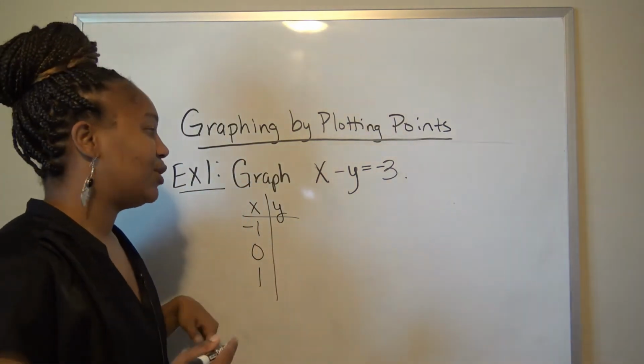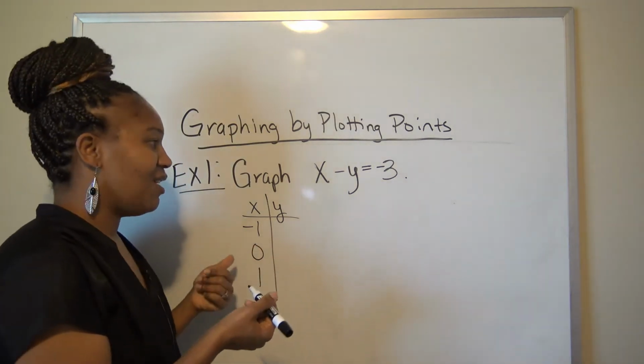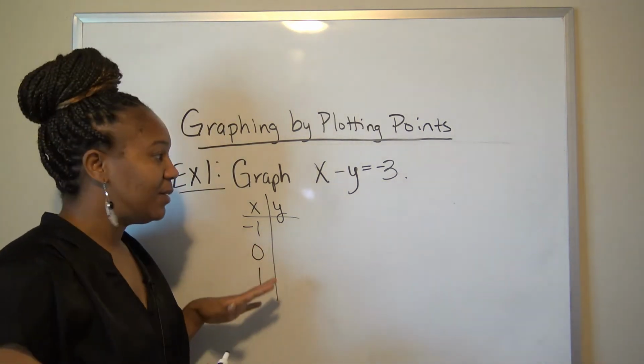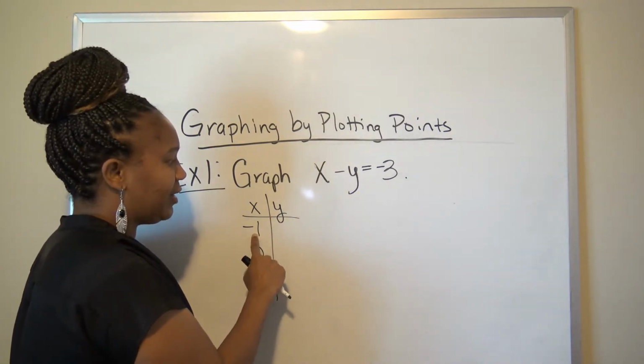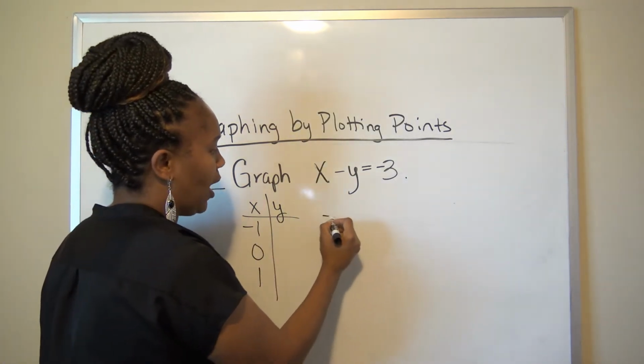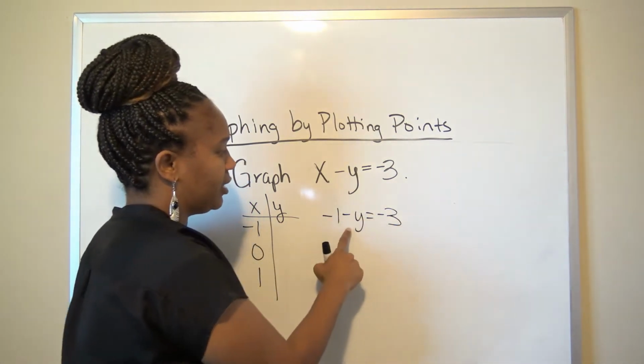So I picked -1, 0, and 1. These are easy numbers. They're centered around the origin. They may not always be the best numbers to pick, but in this case, I think I'll be fine. So when x is -1, now I need to figure out what y is. I'm going to replace x with -1, and then I'm going to solve for y.